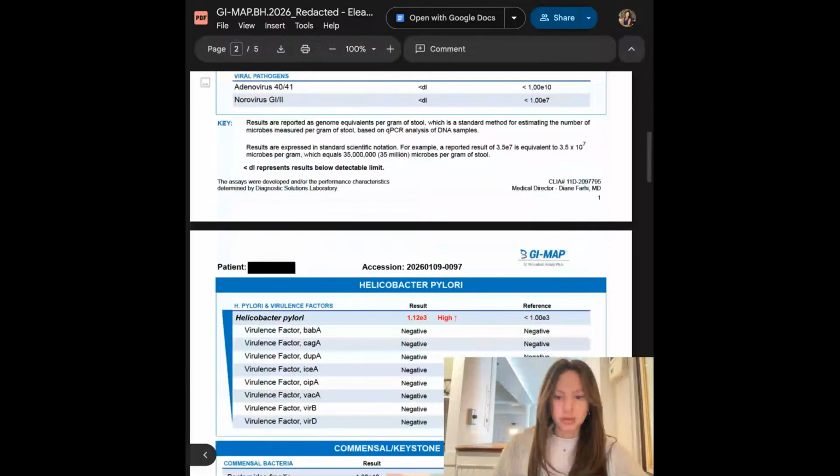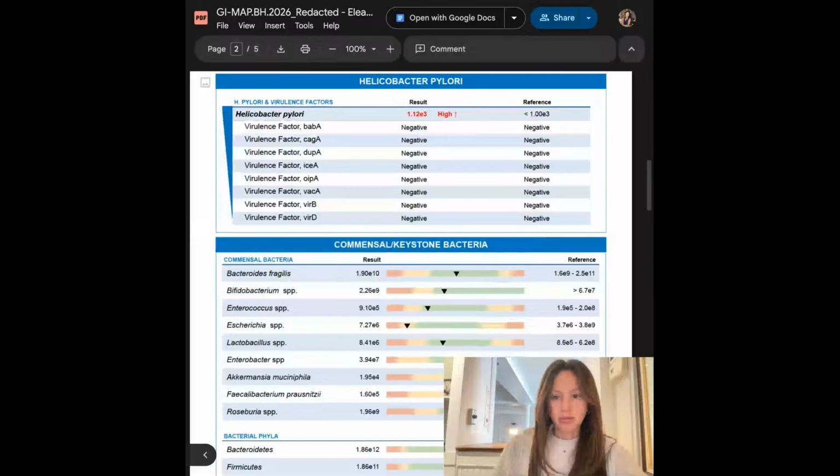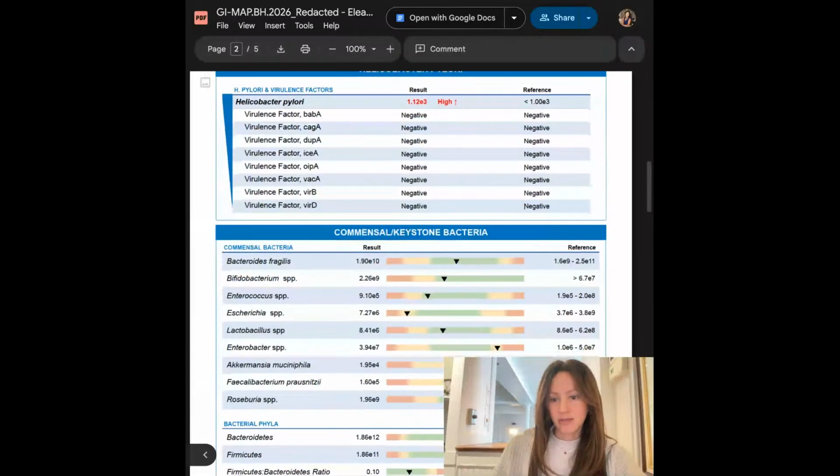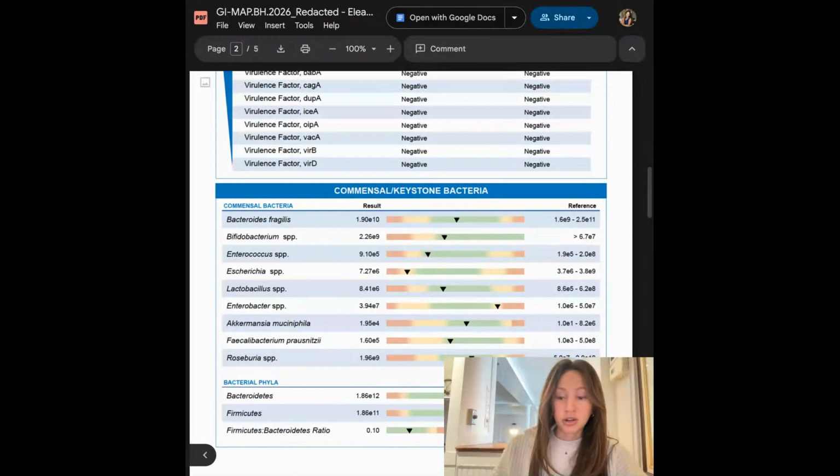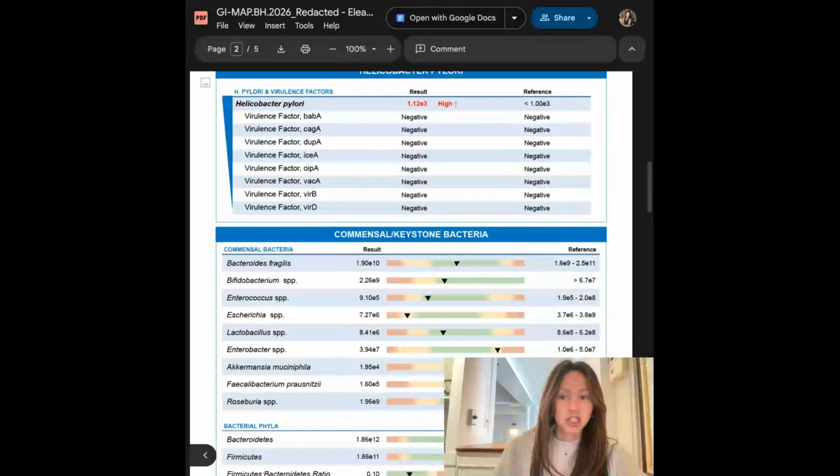All right, so let's move on. We also have some H. pylori that's present. We also have our keystone bacteria. These are all of our good gut bacteria. And of course, we want those all to be in the green, ideally, and we don't want them to be under or over because that comes with a whole host of other types of symptoms.